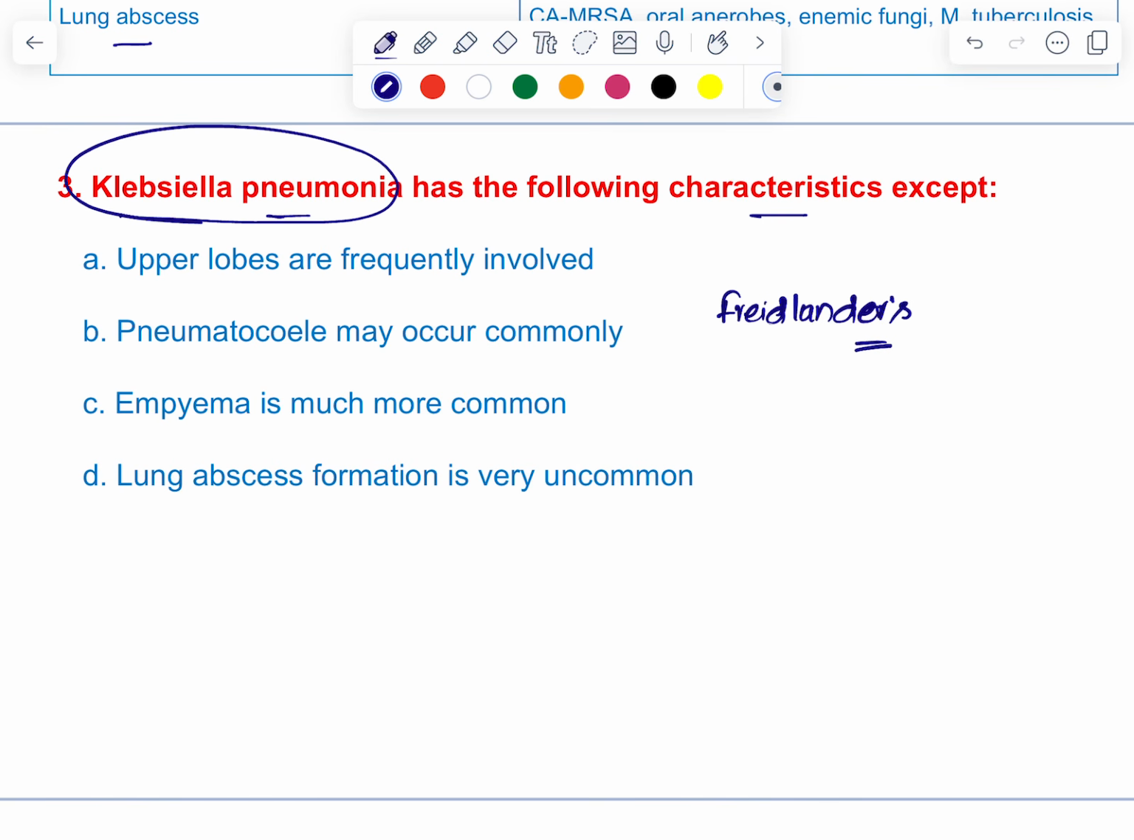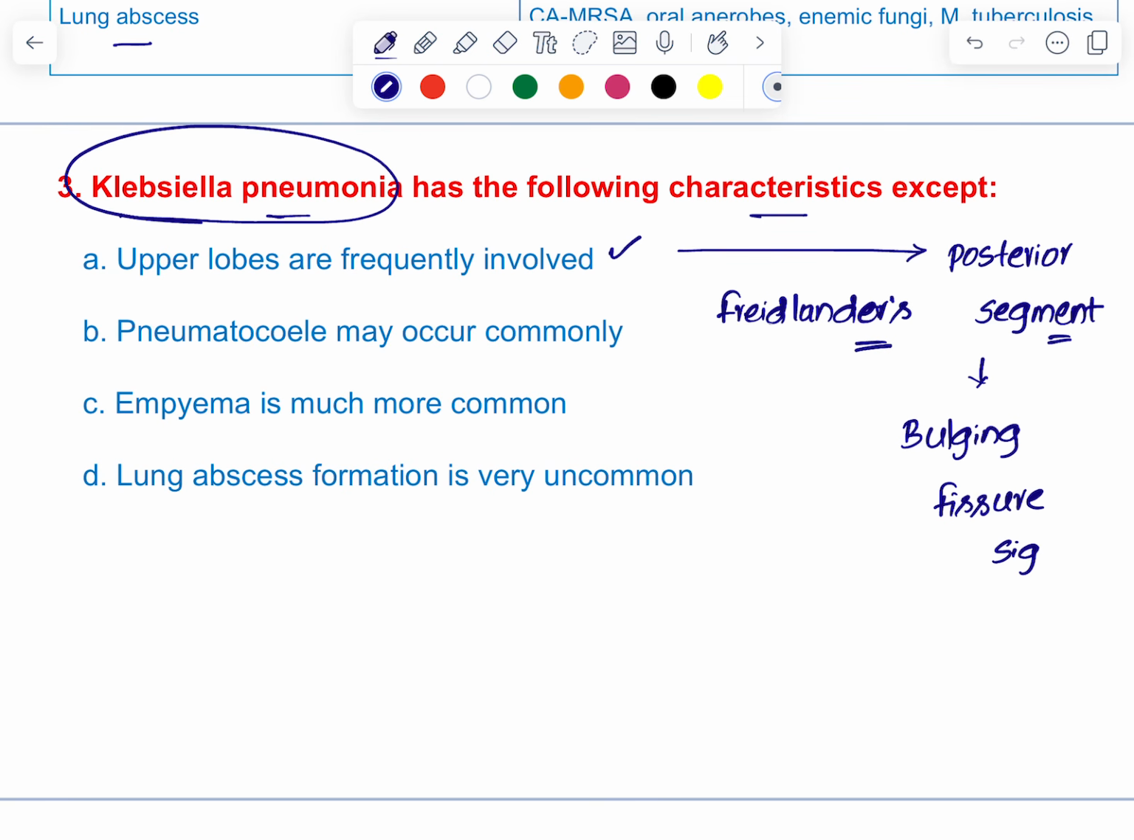Now in case of Klebsiella pneumonia, the lobes which are affected are the upper lobes, and that too, which part of the upper lobe? That is the posterior segment of the right upper lobe. They are the ones which are very commonly affected, and the posterior segment of the right upper lobe being affected is what is called the bulging fissure sign.